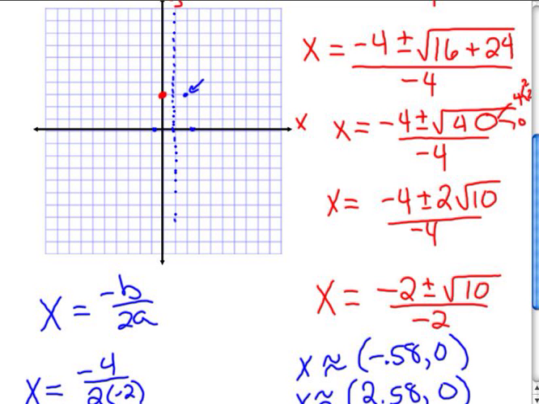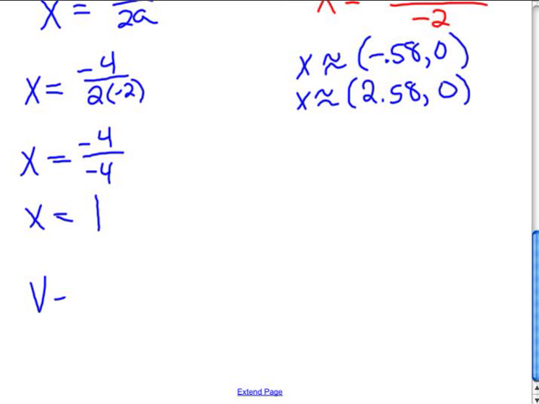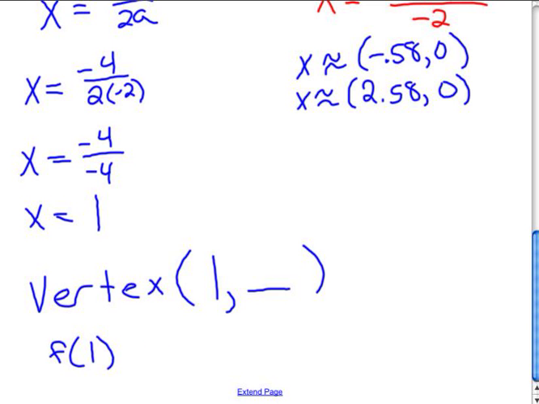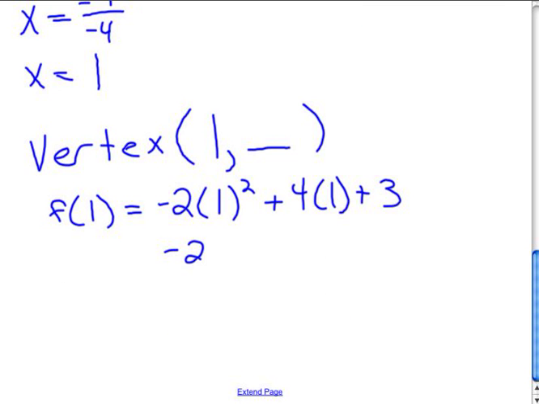And the last thing you need to find is your vertex. Okay, the highest point in this case. So my vertex in this case, use your axis of symmetry. It's going to follow along the axis of symmetry. It's going to be 1 comma something. So take that 1 and plug it into our original function. So we're going to find f at 1 equals negative 2 times 1 squared plus 4 times 1 plus 3. And so you solve all this out. You have negative 2 plus 4 plus 3. So that becomes 5. And so 1 comma 5 is our vertex.